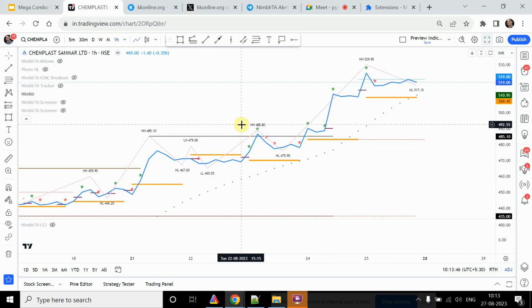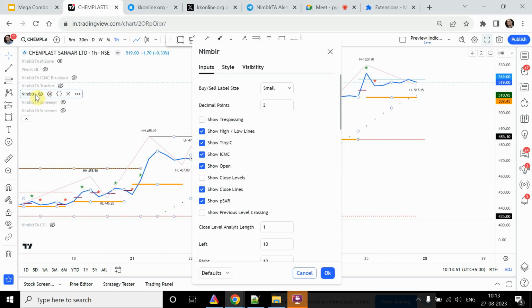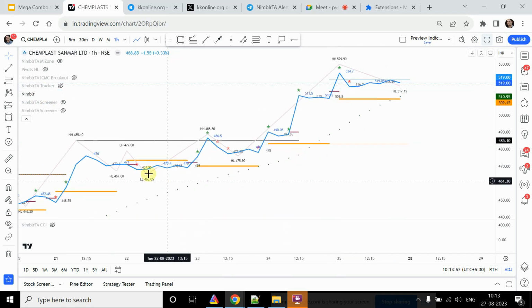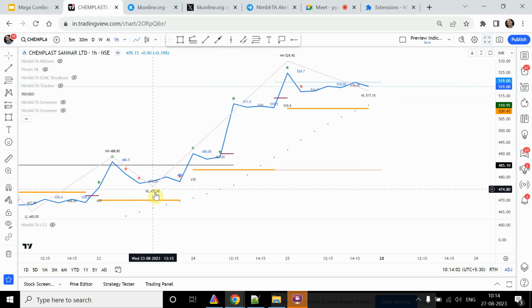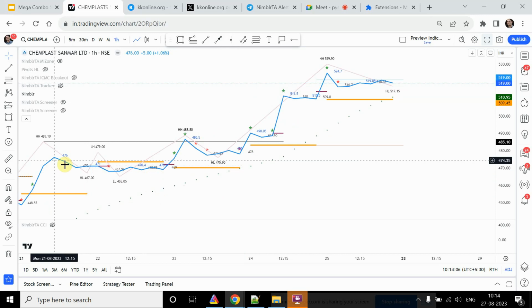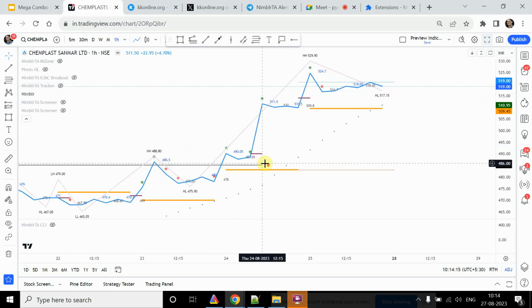Apart from this, if we want to see the levels, we just go on this Nimblr template. We click on close levels and we will see these levels marked. So we know this level is 476 and this level is 477.25. So there's a gap between 476 and 477.25. Similarly, over here, this level is 486.5 and this level is 487.65.